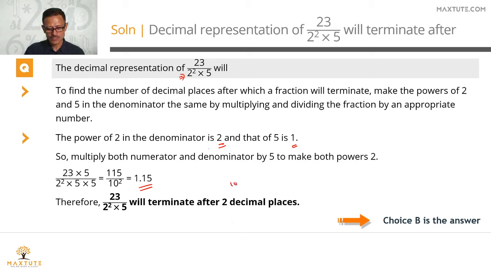If you have a 10 power 7, it will terminate after 7 decimal places. Whatever is the power of 10 that you find is the number of decimal places after which it's going to terminate. Choice B is the answer to this question.